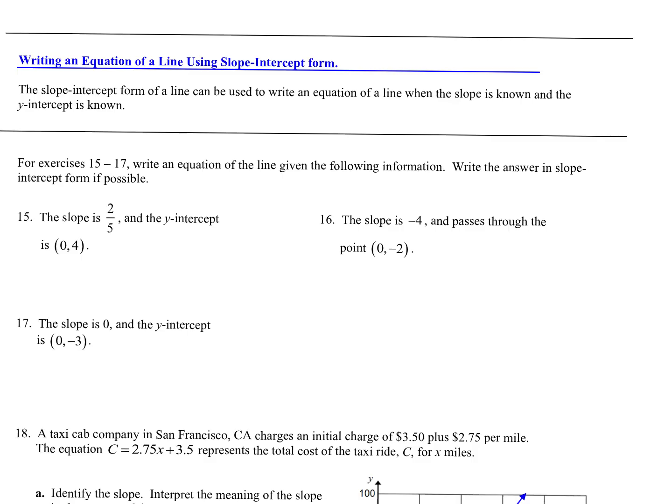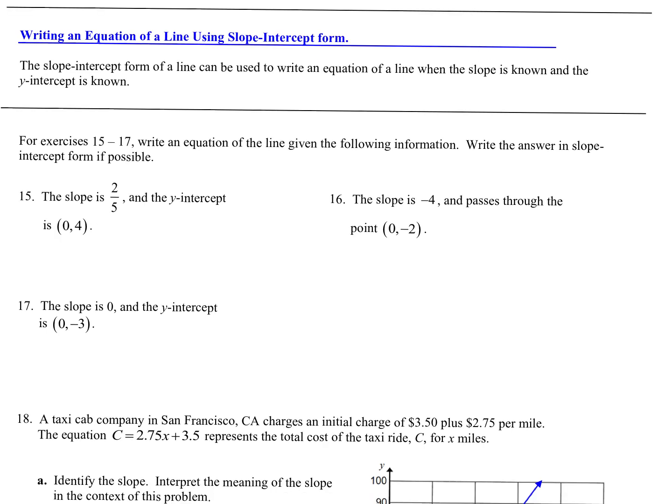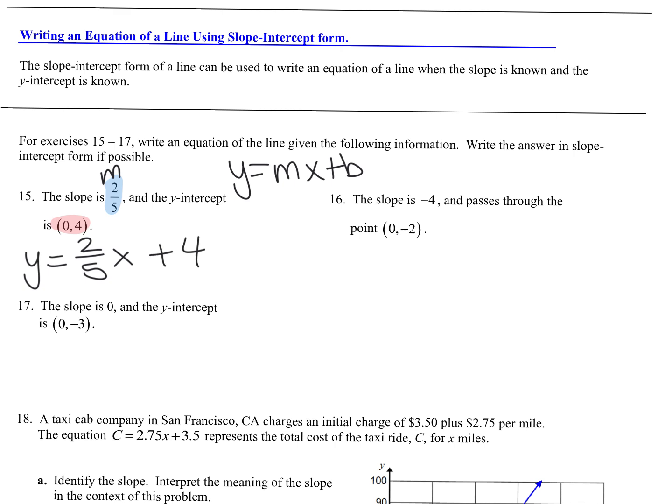Okay, so on 15 through 17, we're going to write an equation of the line in slope-intercept form given the following information. So for number 15, we have that the slope is 2/5 and the y-intercept is 0, 4. And our goal is to write it as y equals mx plus b. So given that our slope is 2/5, that number goes in front of x. And then our y-intercept is 4, so it will just be plus 4. So remember, this is our b value right there. All right, let's try number 16.